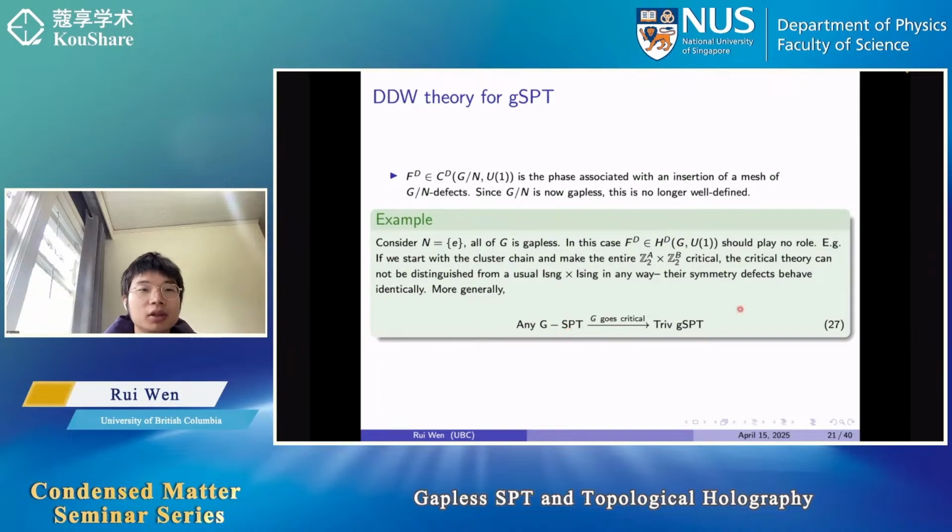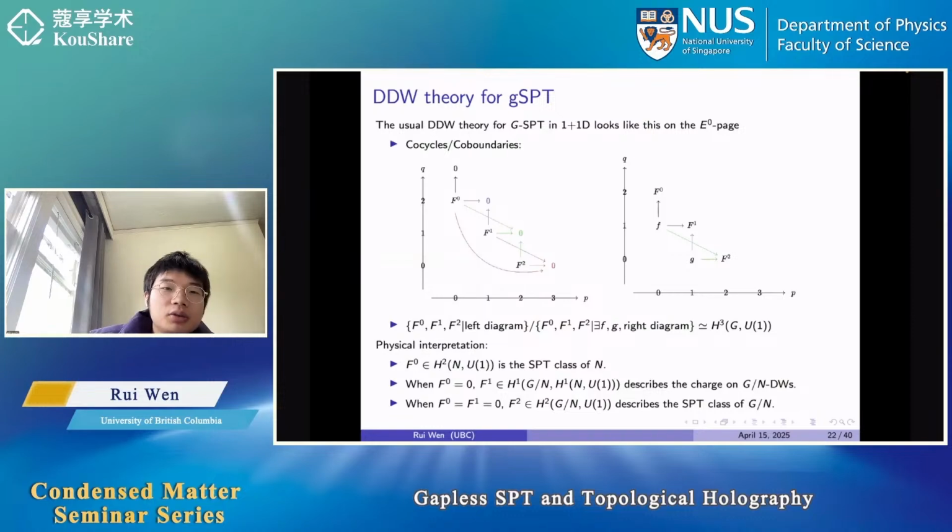Okay, so the usual decorated domain wall theory for gSPT, for ordinary SPT in 1+1D, looks like this on the E0 page of the spectral sequence. Basically, we have 3 functions: F0, F1, F2, and 4 equations, right? Remember, we have D plus 2 equations. We should have 4 equations. So these are labeled by 4 colors.